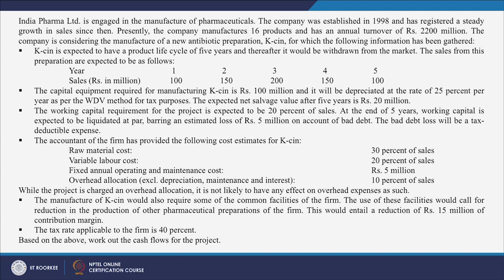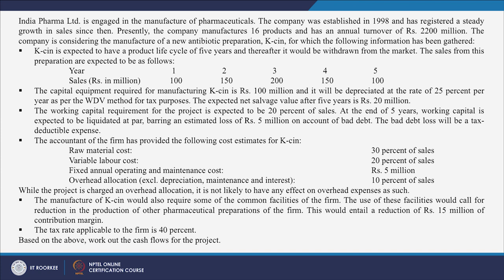Point number 5: the manufacturing of casein would also require some of the common facilities of the firm, right? The use of these facilities would call for a reduction in the production of other pharmaceutical preparations of the firm. This would entail a reduction of 15 million rupees of the contribution margin.